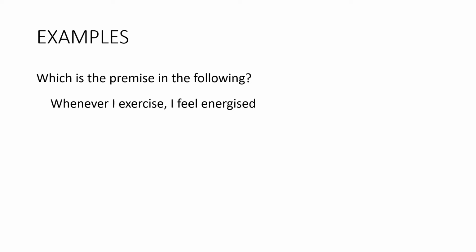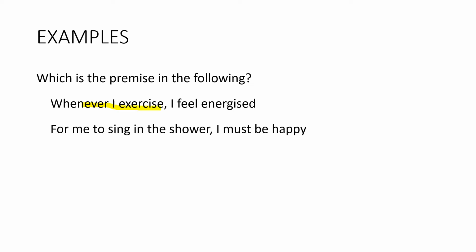Here's the first example. Whenever I exercise, I feel energized. So think about the thing that has to happen for the second thing to happen. So it's whenever I exercise, isn't it? That's the premise. For me to sing in the shower, I must be happy. So what has to happen? I must be happy. So there's an example of where it's going to be at the end of the sentence.